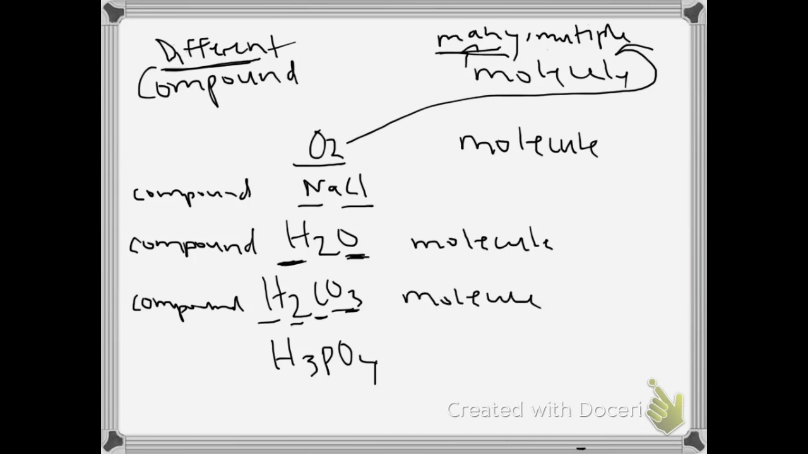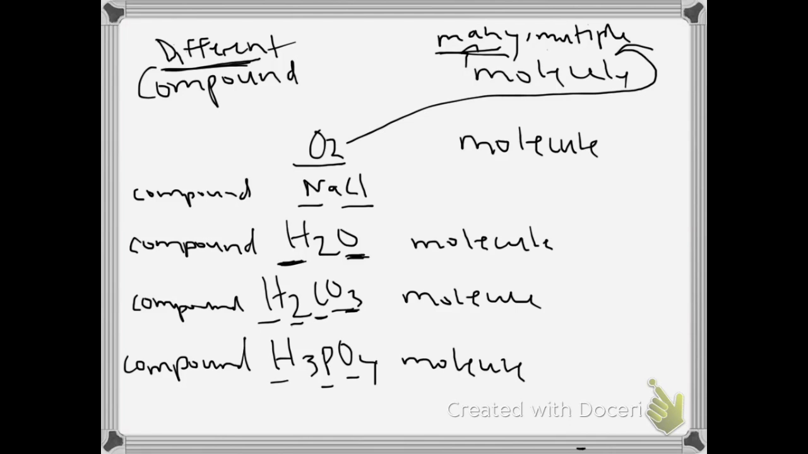Let's do it one more time. H, P and O. I have different elements. Since I have different elements, that means this is a compound. But then I look over here. Do I have many atoms? Yes. So this is a molecule too.